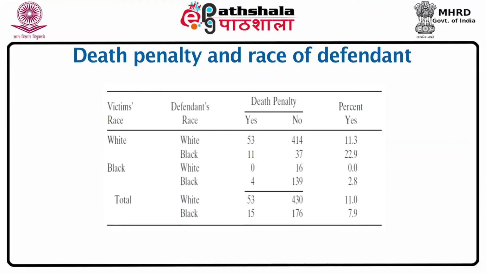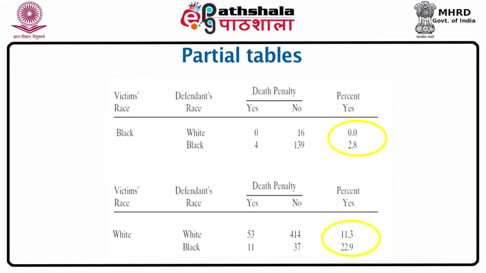The natural question which arises here is whether defendants of a particular race are more likely to be awarded the death penalty. If indeed this is the case, then it is a very serious situation and that suggests that there is some bias in the judicial system. So let us see what this data has to say about our hypothesis. On this slide, I have disaggregated the data into two partial tables. In the first case, I'm only considering cases where the victim is black.